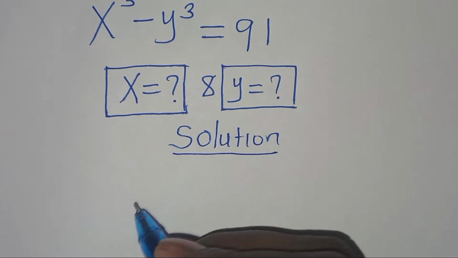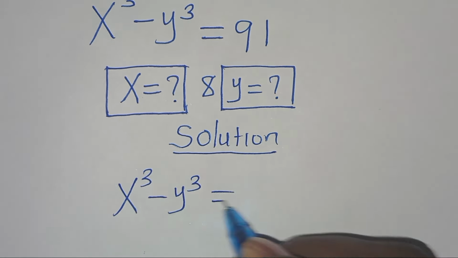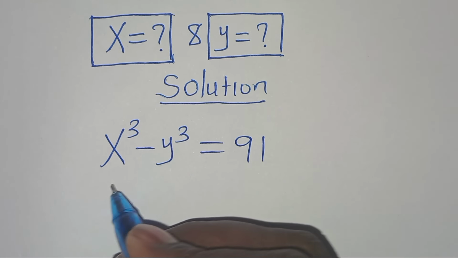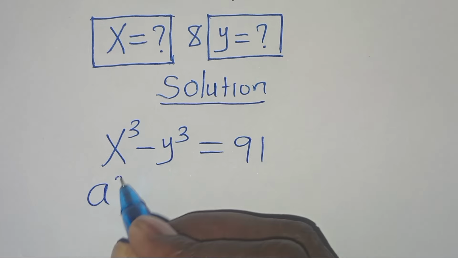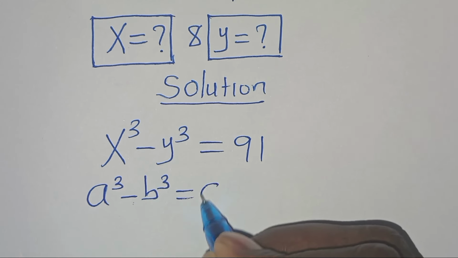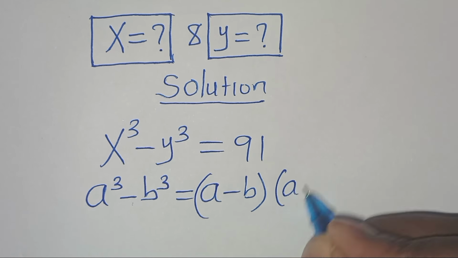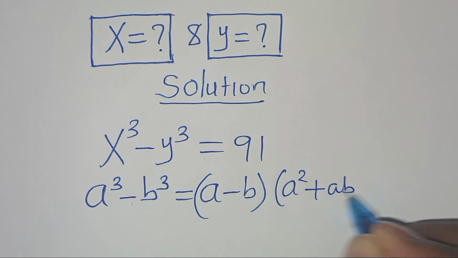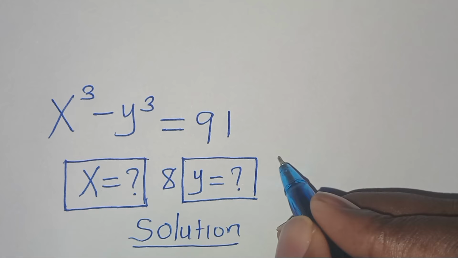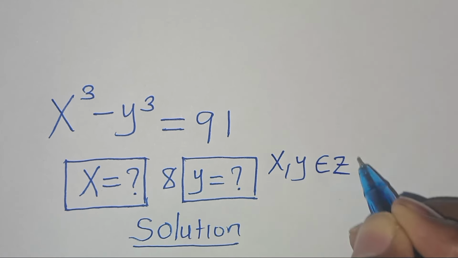So we have x to the power of 3 minus y to the power of 3. This is equal to 91. Now this is actually the difference of two cubes that we can express as a to the power of 3 minus b to the power of 3, which we can express as a minus b, a squared plus a times b, then plus b to the power of 2. And we have that here, x, y, these are members of positive integers.